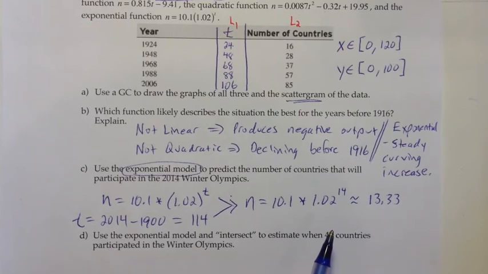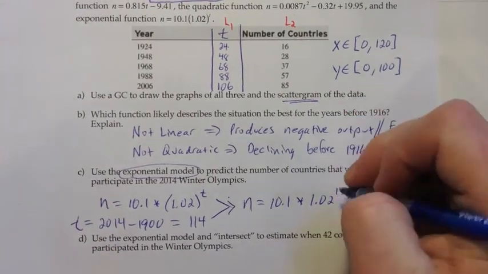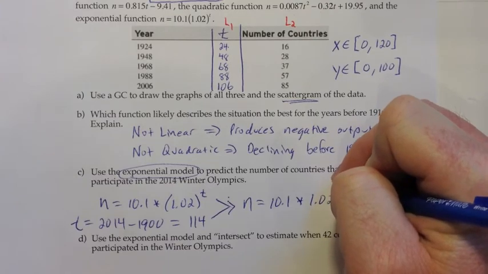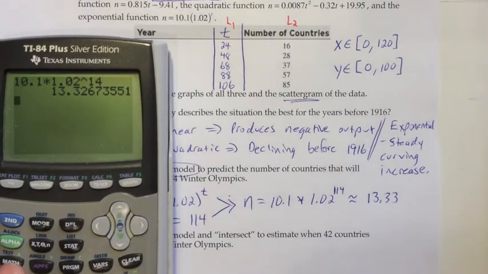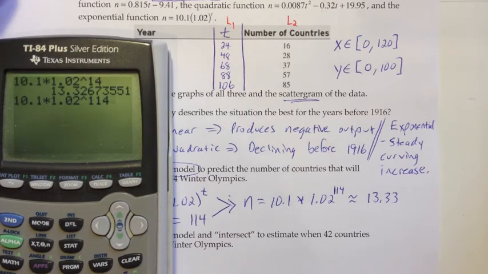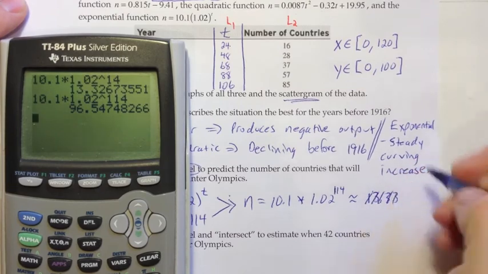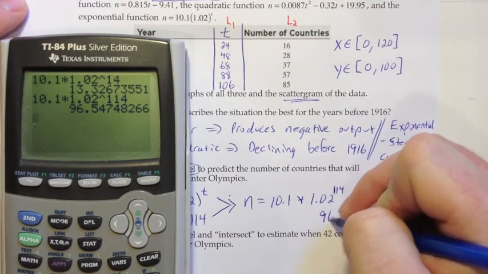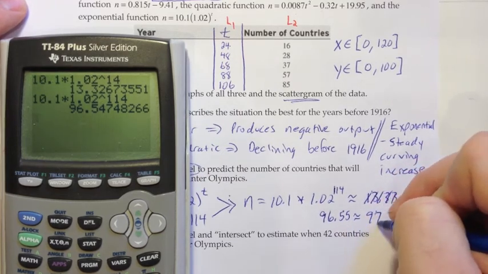Alright, let me give myself a quick chance. Oh, I see what it is. I put in 14, but we said that was supposed to be 114. So I fixed that to 114. Let's try that again. 10.1 times 1.02 raised to the 114th power would give something that makes more sense here. Approximately 96.55, or rounding it to the nearest whole number, about 97 countries.